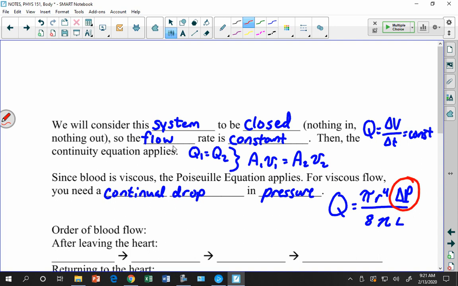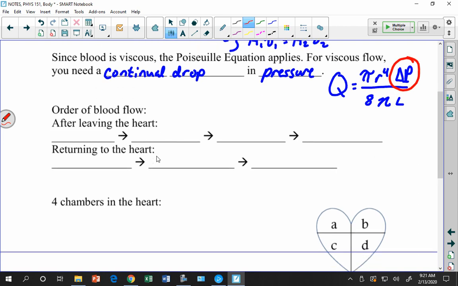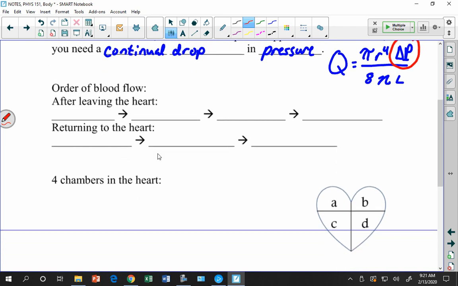You'll need to know the order of blood flow. If you've had A and P, you probably know this, or you've had this in some classes. After leaving the heart, it goes to the aorta. I'll show you a picture of that in just a second. Gosh, y'all know where it goes next? The arteries, right? To the arterioles. And then finally to the capillaries. Two L's, right?